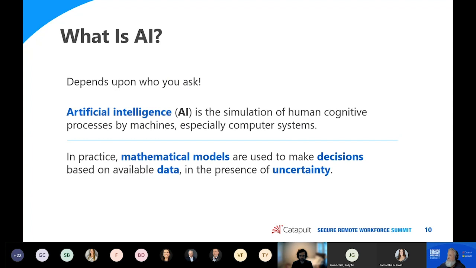And like all definitions, with all problems we're solving, it has multiple answers. But the one that I like to go forward with is what we have written here. Artificial intelligence is the simulation of human cognitive processes by machines, especially computer systems.